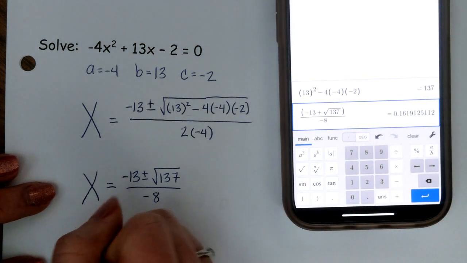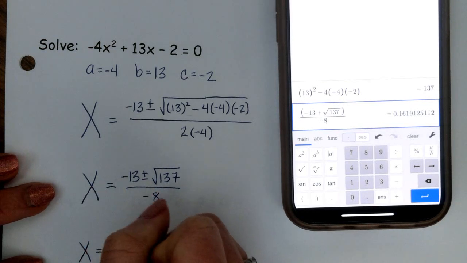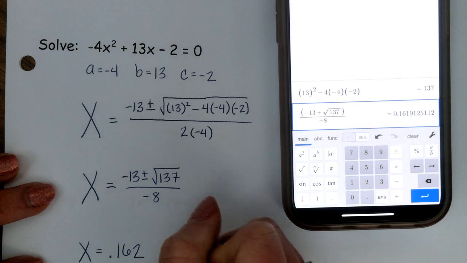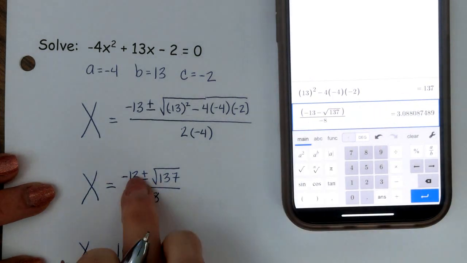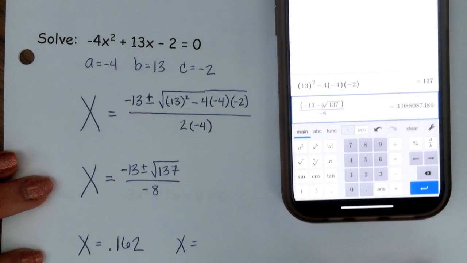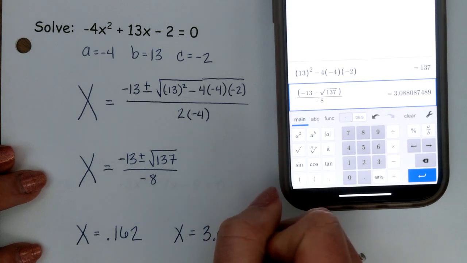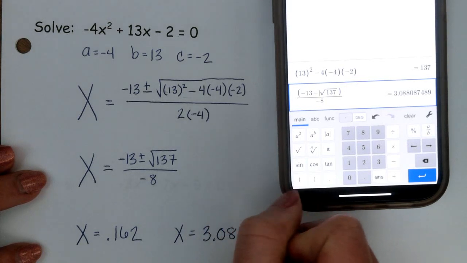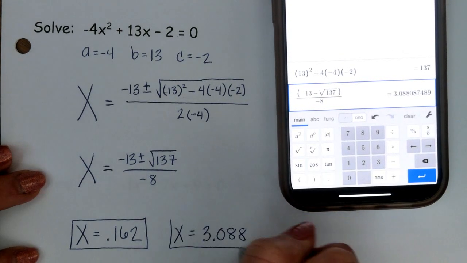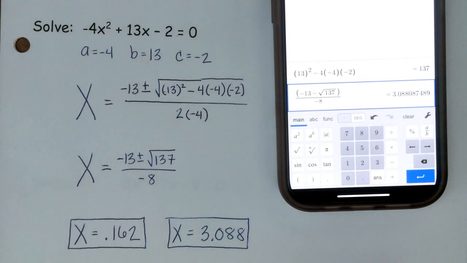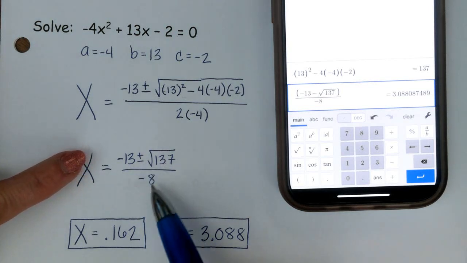So I get my first answer of 0.162. And then I can change that to a minus because there's a plus and a minus. And I get 3.088. So you will always get 2 answers for the quadratic formula. One is a plus the square root, one is the minus square root.